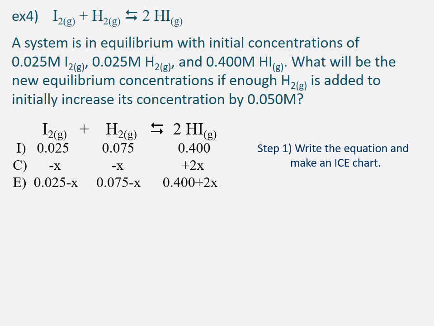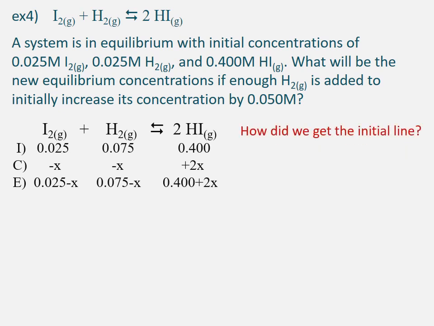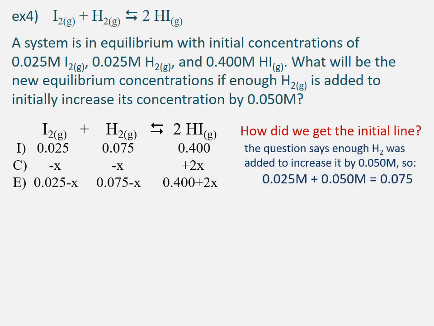Question 1 though, when we look at this ICE chart is, how did we get that initial line? I2 is 0.025, but now it says H2 is 0.075. Now the question says enough H2 was added to increase it by 0.050 molar. So we started with 0.025, we increased it by 0.050, which means we wound up with a concentration of H2 of 0.075. That makes sense. So that's our new total.